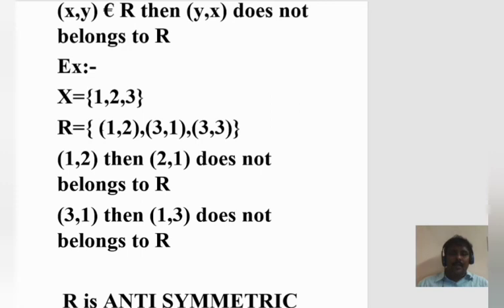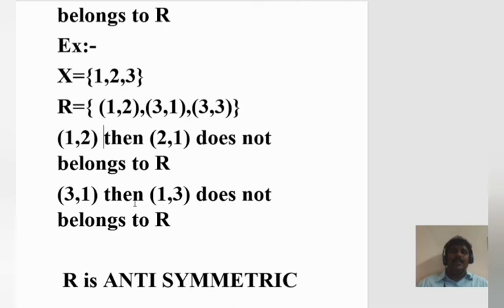First of all, I am taking 1, 2. If I take 1, 2, then 2, 1 does not belong to R, then it is anti-symmetric. So I check whether 2, 1 belongs to R or not. Here 2, 1 is not present in R. Therefore it is anti-symmetric. Now I am taking another element 3, 1. If I consider 3, 1, then 1, 3 does not belong to R. If 1, 3 belongs to R, then it is symmetric. If 1, 3 does not belong to R, then it is anti-symmetric. So 1, 3 does not belong to R, therefore R is anti-symmetric.